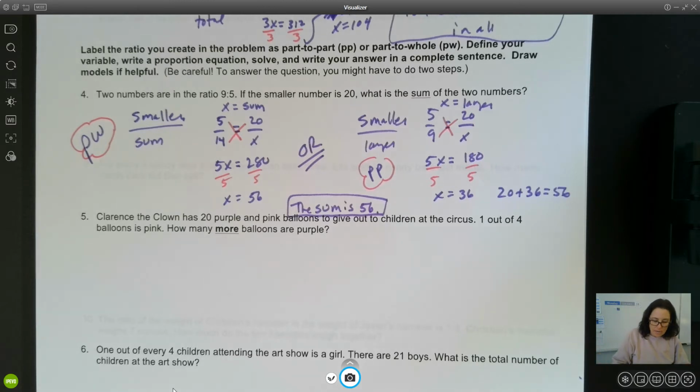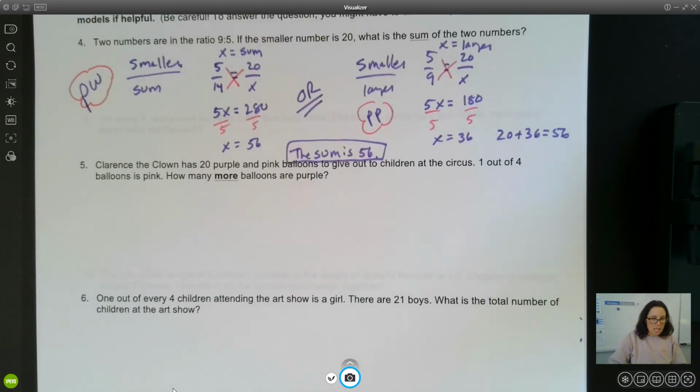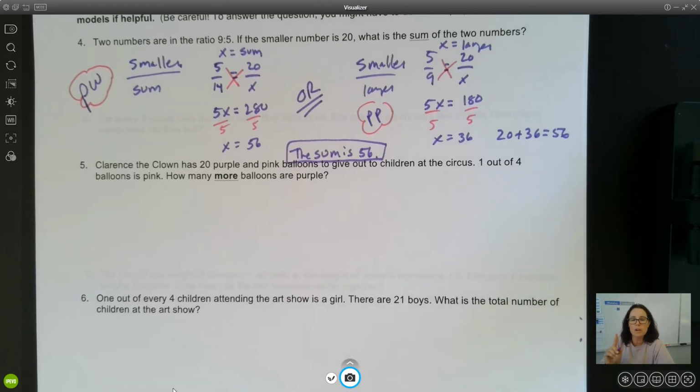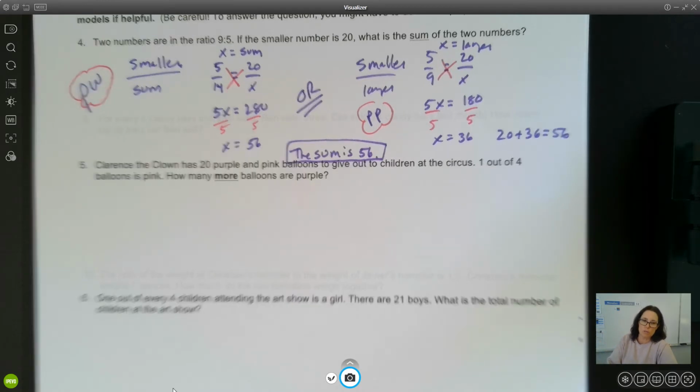Okay, all right. Number 5, Clarence the Clown has 20 purple and pink balloons to give out to children at the circus. Okay, 20 is the total, purple and pinks together. 1 out of 4 balloons is pink. Be careful. 1 is pink. That means 3 are purple, 4 total. How many more balloons are purple?